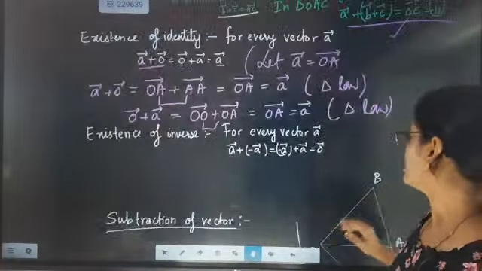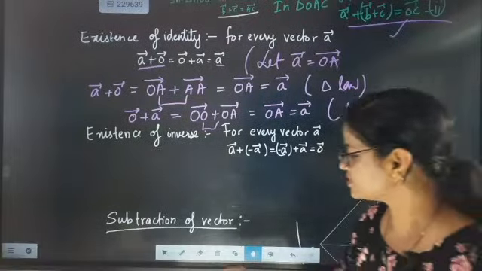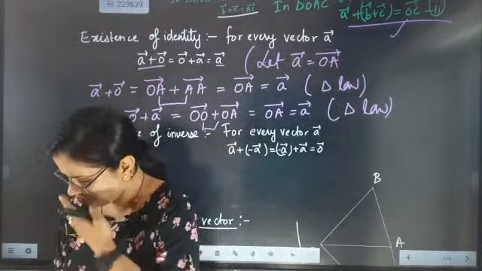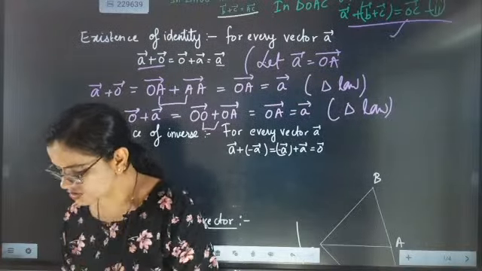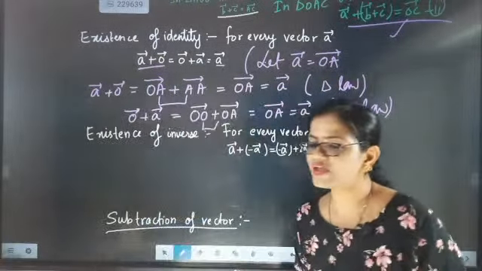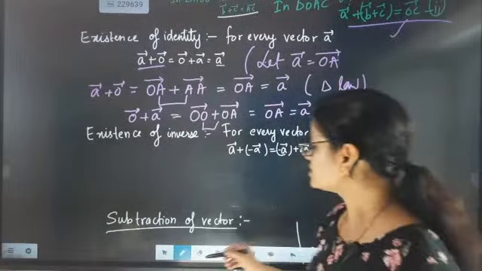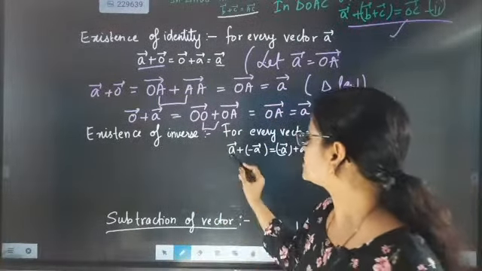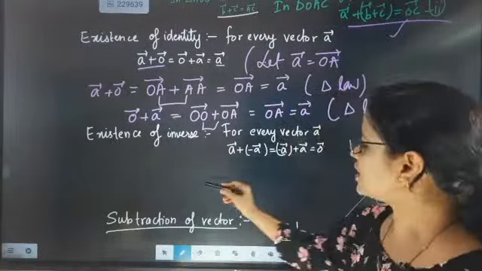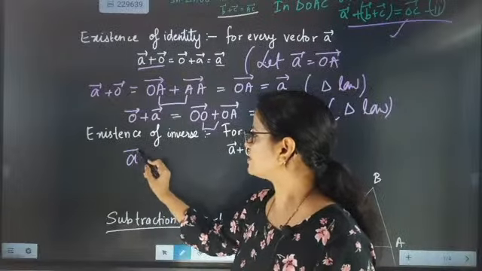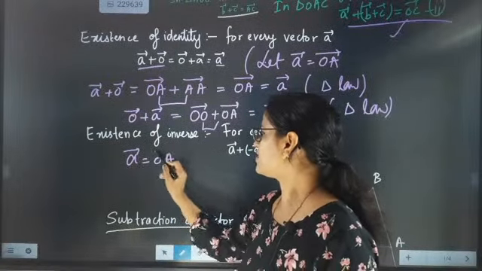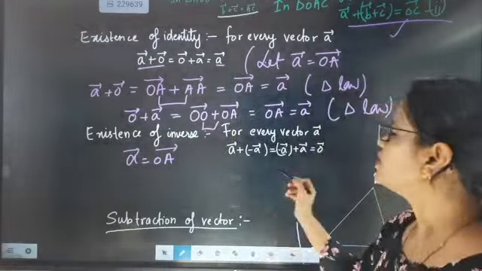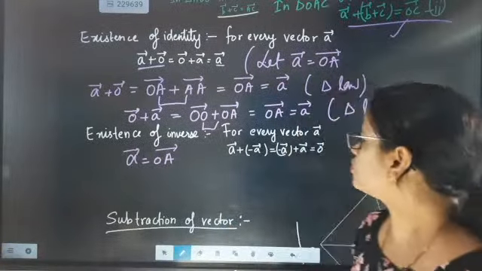Existence of inverse. So what does existence of inverse mean? Now how to prove the existence of inverse? For understanding or proving existence of inverse, we can do two things. If we take A vector as OA vector, then how to prove the existence of inverse? So A vector will be equal to OA vector.